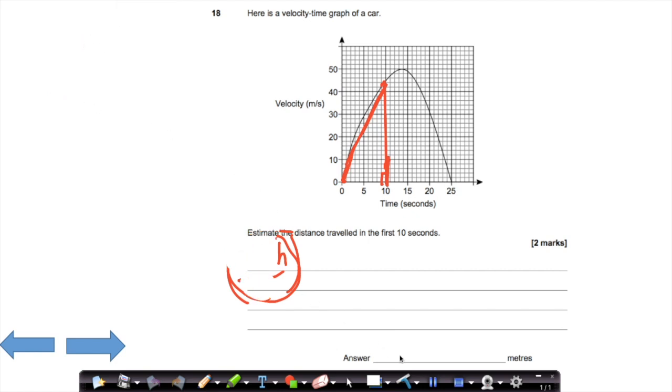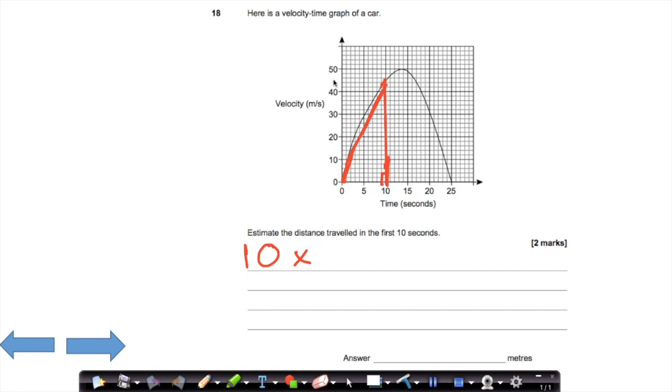So base times height divided by 2. If we work out the area of the triangle that we've kind of made here, it is an estimate, so it doesn't have to be exact. That should be enough to give us a good estimate of the distance travelled in the first 10 seconds. So the area of a triangle is the base times the height, like we said before. The base here, we could use 10, as it's the first 10 seconds between 0 and 10, and then we multiply that by the height, and the height looks like it is at 45.